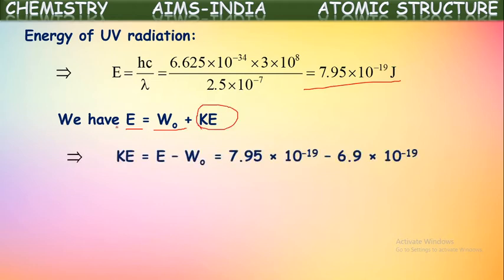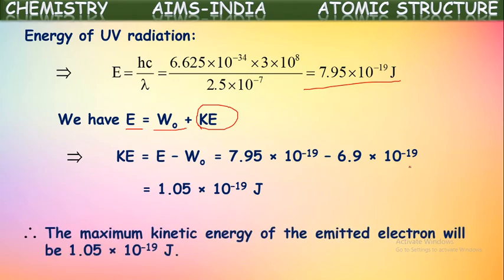So kinetic energy is equal to total energy minus work function. Substituting these two values, we get the energy as 1.05 into 10 to the power of minus 19 joules. So the maximum kinetic energy of the emitted electrons will be 1.05 into 10 to the power of minus 19 joules.